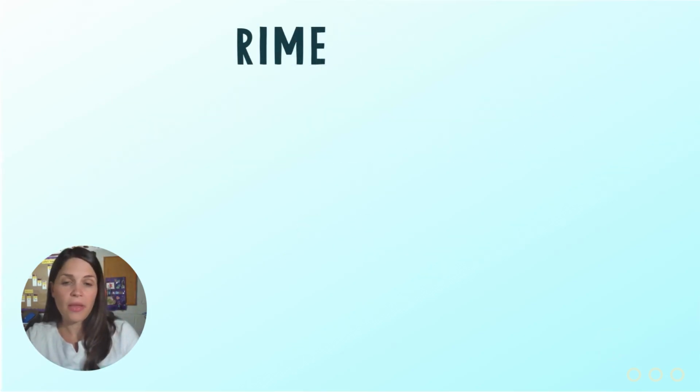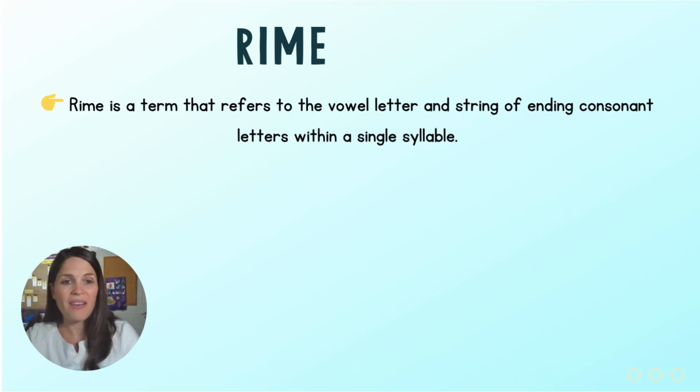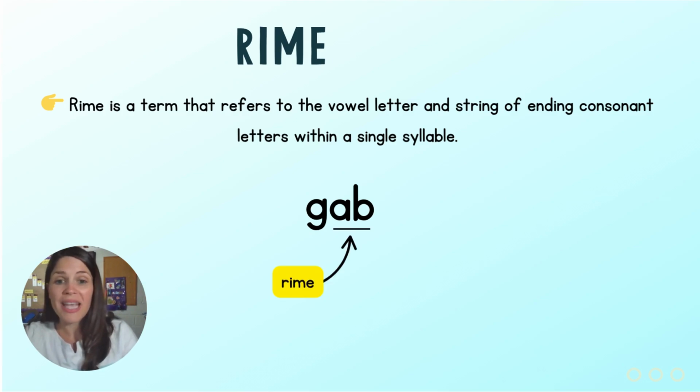Now let's talk about the other rime, spelled R-I-M-E. This term refers to the vowel letter and string of ending consonant letters within a single syllable. So in the one syllable word gab, the rime within this word is the letters A, B. The part that comes before that is considered the onset.